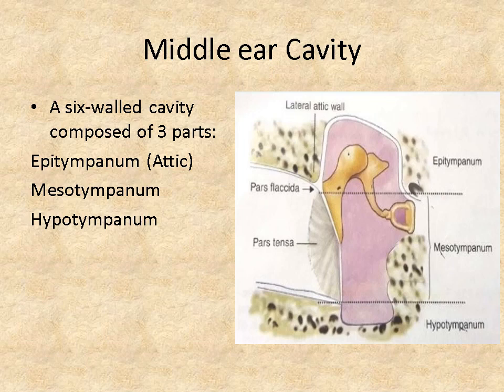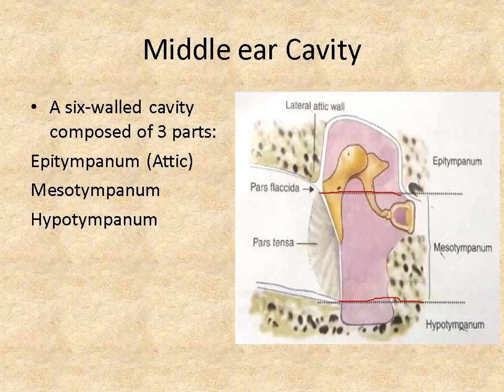If you take a look at the diagram, you will see 2 lines extending from the tympanic membrane. They divide the middle ear cavity into 3 compartments, these 2 lines here. So 3 compartments. The uppermost compartment, we call it the epitympanum or the attic.